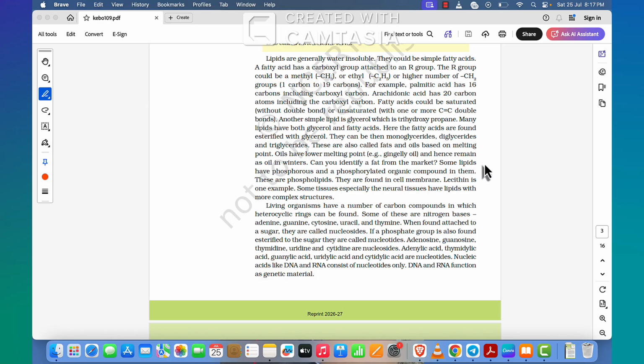Arachidonic acid has 20 carbon atoms, including the carboxyl carbon. Fatty acids could be saturated without double bond or unsaturated with one or more C=C double bond.